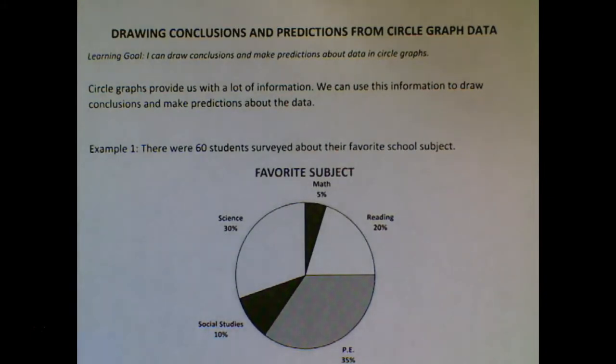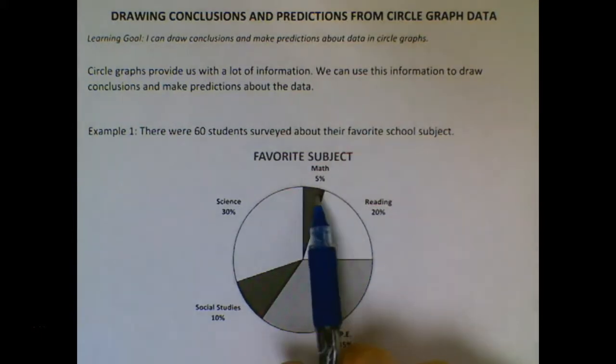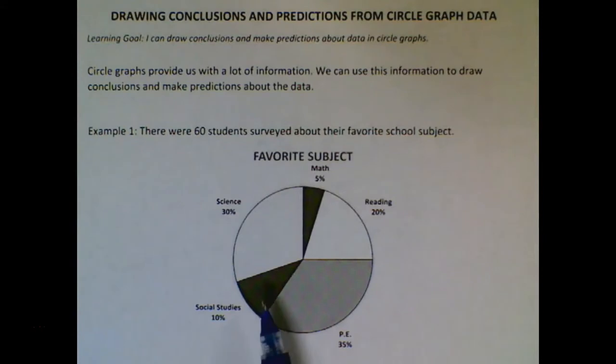Circle graphs provide us with a lot of information. So what we can do is use this information to make some conclusions as well as some predictions, like I said. So let's take a look at this first example here. 60 students were surveyed about their favorite school subject. We don't know which students, or how many students there were that preferred math versus reading or PE, social studies, or science. We just know the percents.